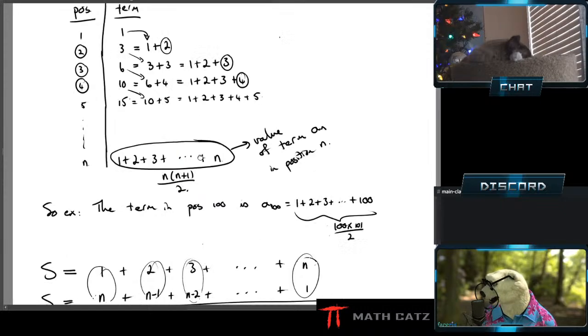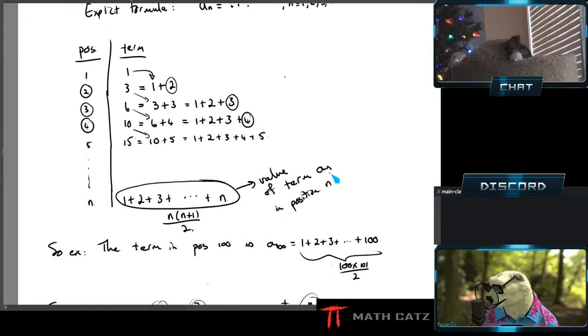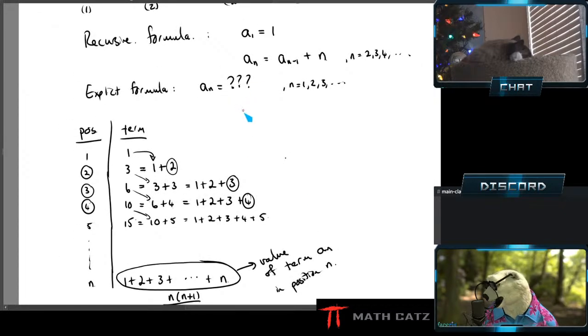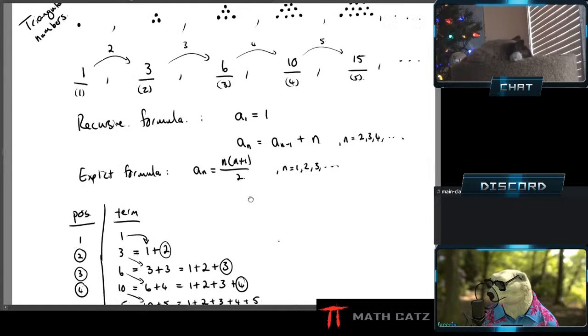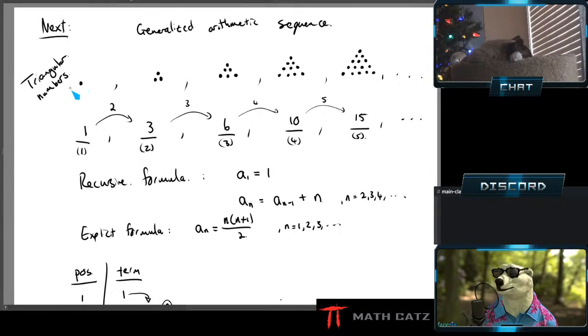Now what was this? This was the value of the term an in position n, which is exactly what the goal was, to find the explicit formula. So the explicit formula is that same thing. So the explicit formula of the triangle numbers is n times n plus 1 over 2.